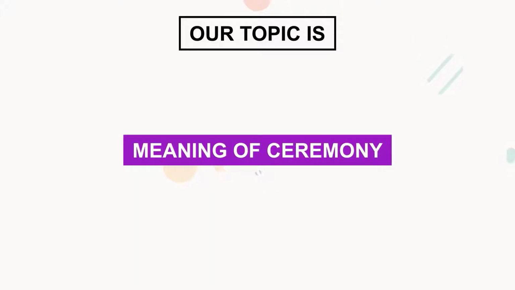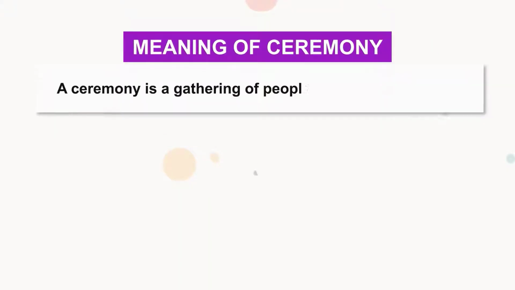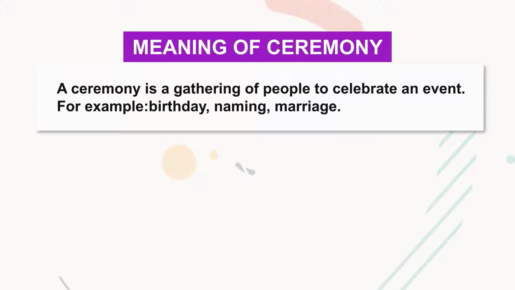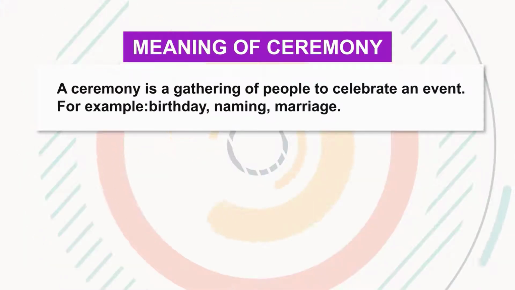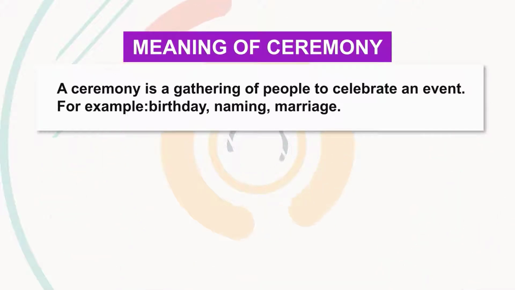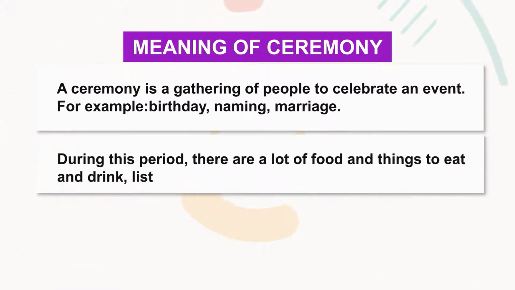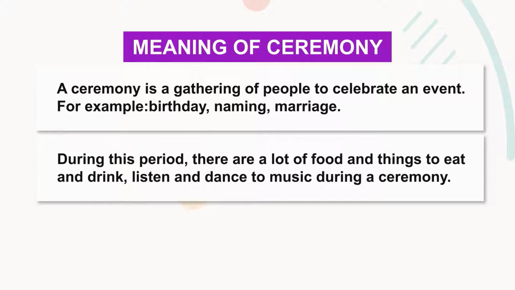Meaning of ceremony. A ceremony is a gathering of people to celebrate an event. For example, birthday, naming, marriage. During this period, there are lots of food and drinks to eat and drink. Listen and dance to music during a ceremony.